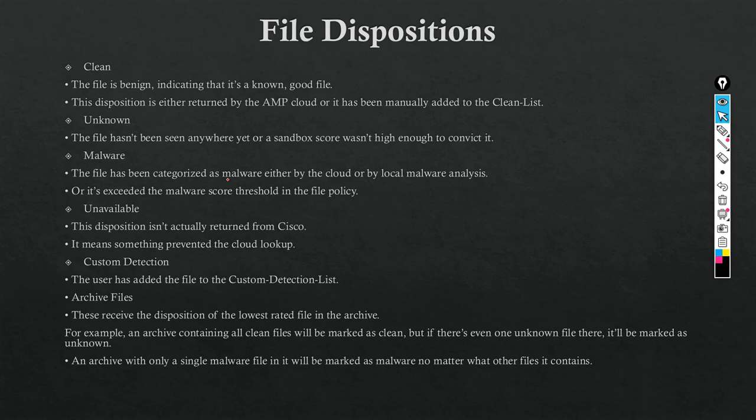Unavailable: this disposition is not actually returned from Cisco. It means something prevented the cloud lookup. It is not received from the AMP cloud; it's blocked somewhere or prevented from doing the lookup. Custom detection: the user has added the file to the custom detection list. The user means you as a network engineer.